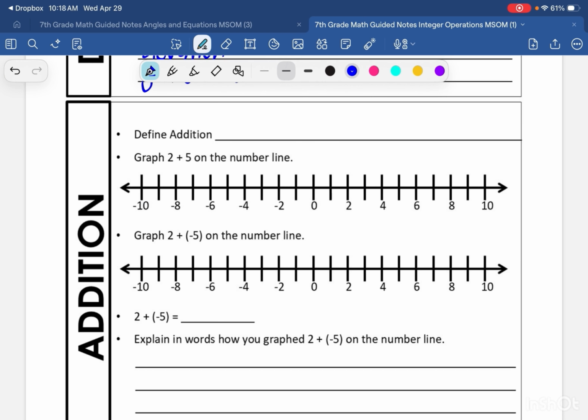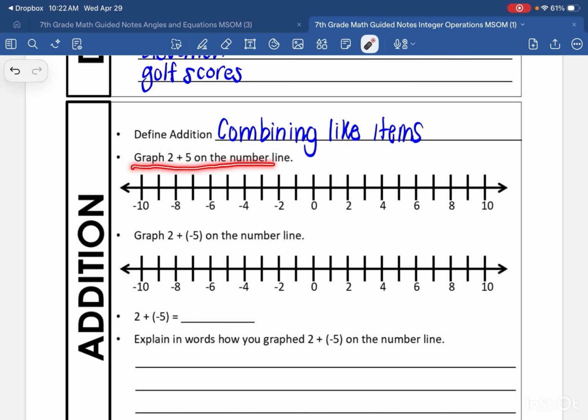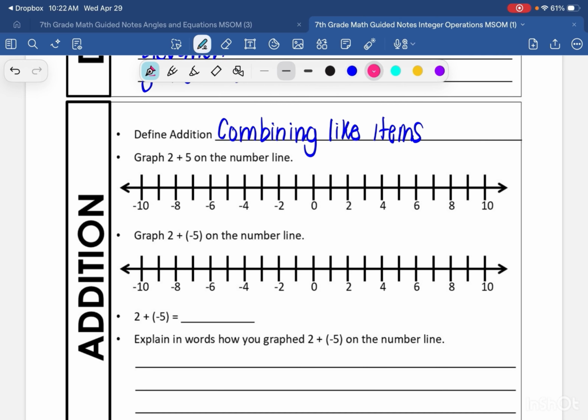The next one says to define addition. This is going to be important in understanding integers and how to add and subtract integers. We are going to define addition as combining like items or like terms. Graph 2 plus 5 on the number line. Now I know this may seem a little bit basic, but we're going to start with basic and then get to the integers. So 2 means I have 2 and I am joining it with 5.